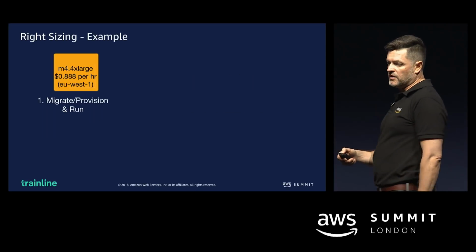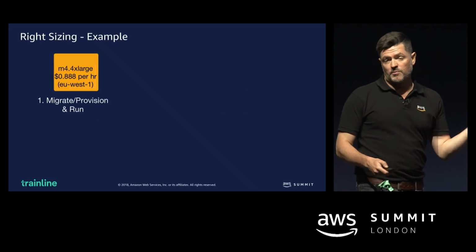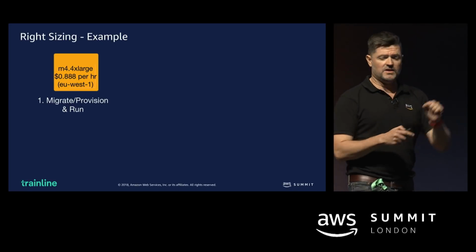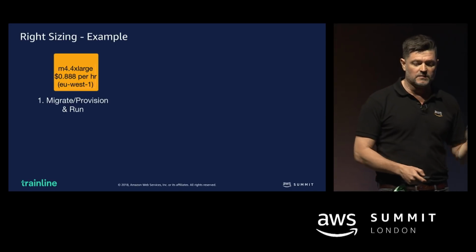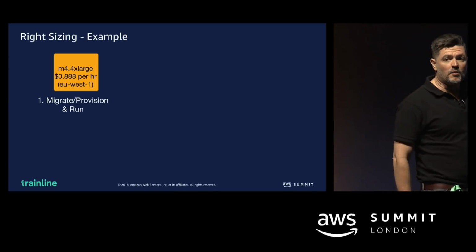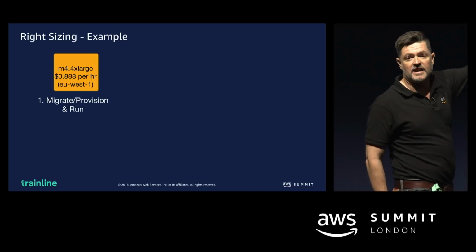Well, we've got an example that we're going to jump into to help you analyze that. So here's an example of an M4 4XL. This is a real-world example. Currently in EU-West-1, the on-demand price is, I'm just going to call it, 88 cents per hour, right?